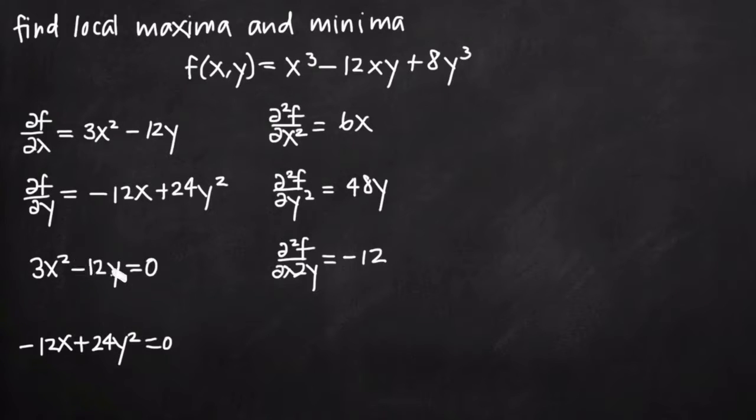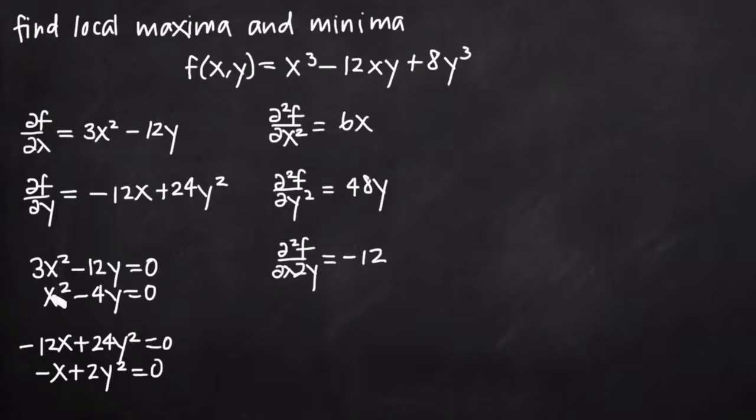Now I want to simplify these as much as I can. If I divide through this equation by 3, I'll get x squared minus 4y equals 0. If I divide through my second equation by 12, I'm going to get negative x plus 2y squared is equal to 0. These equations are simpler than my original first order partial derivatives.